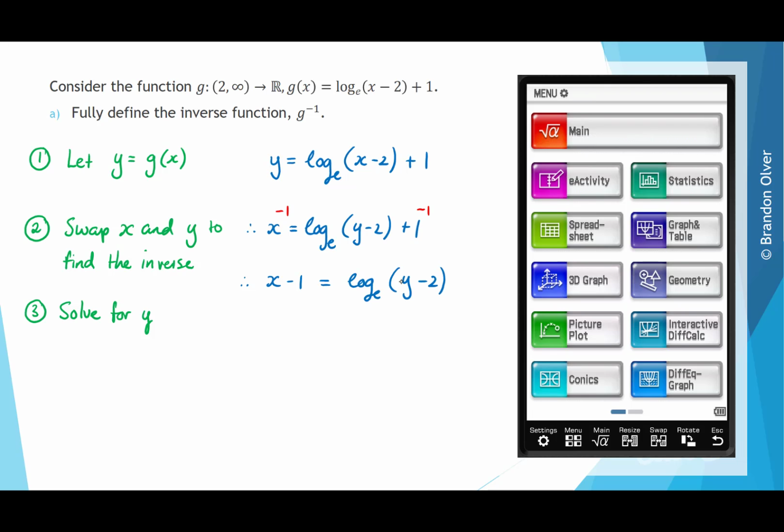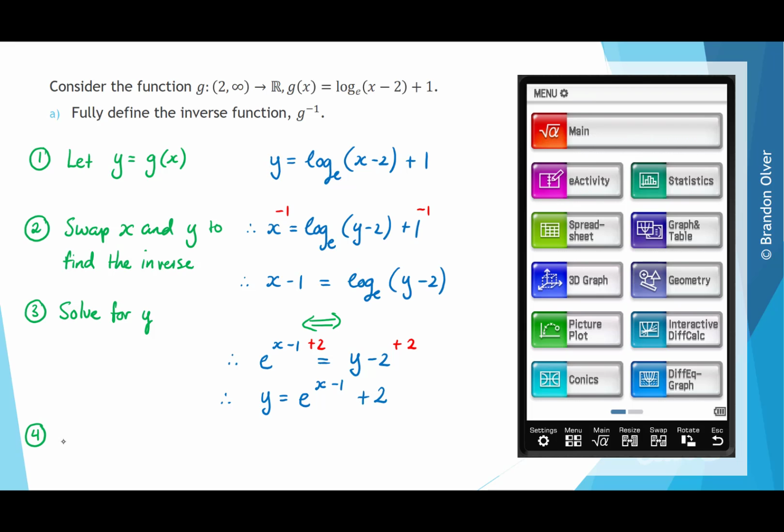Now, to get the y from outside of the log, we need to take an equivalent statement. Therefore, we will have e, the same base as the log, to the power of x minus 1 is equal to y subtract 2. And finally, we add 2 to both sides to find y by itself. Therefore, y is equal to e to the power of x minus 1 plus 2.